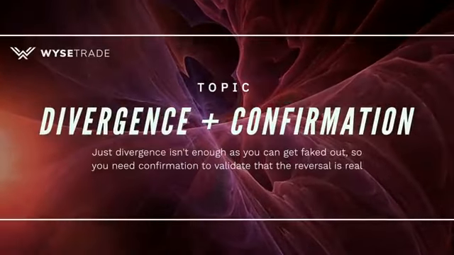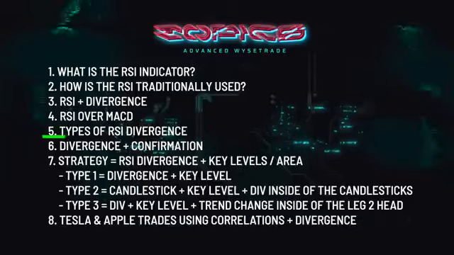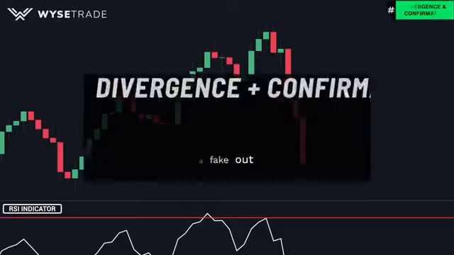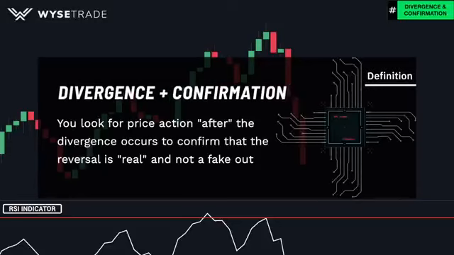So let's keep building on this and move on to the next section, which is combining divergence with confirmation. So divergence combined with confirmation means you look for price action after the divergence occurs to confirm that the reversal is real and not a fake out.